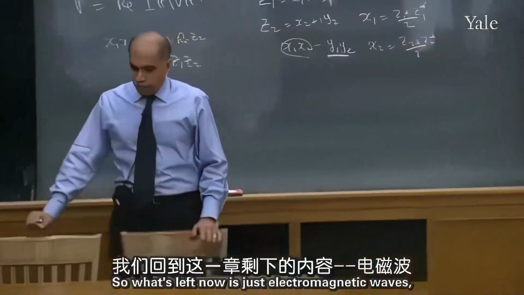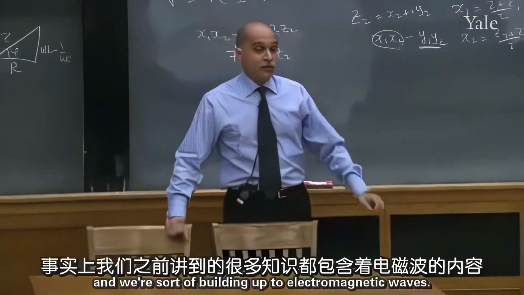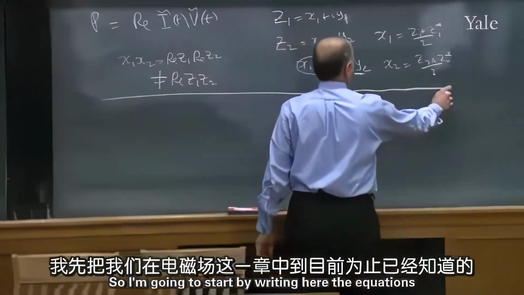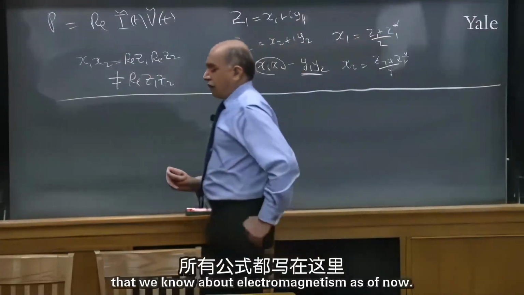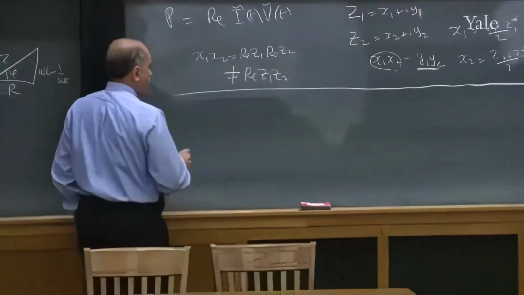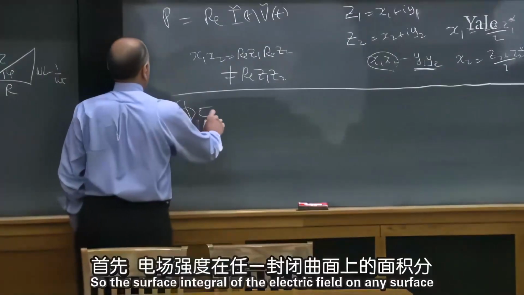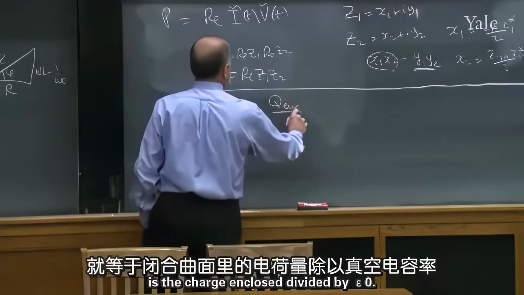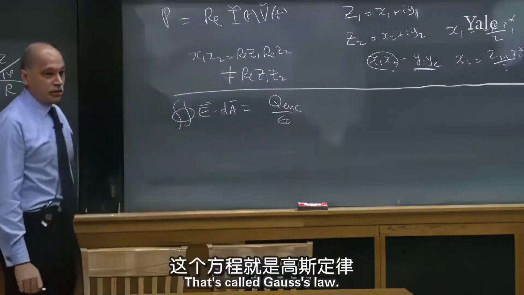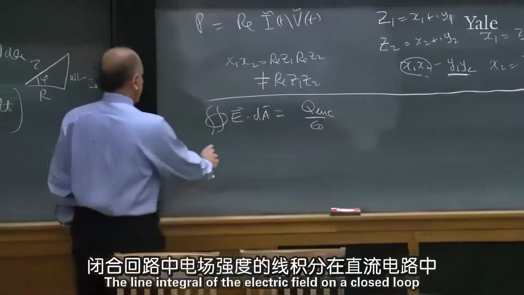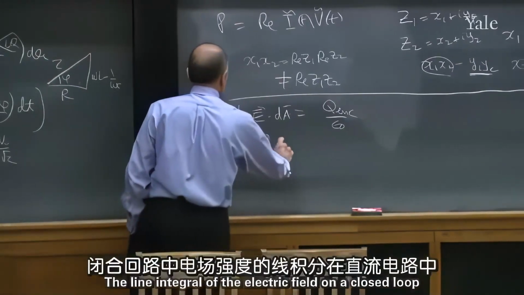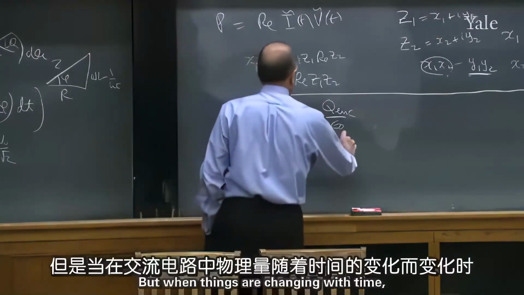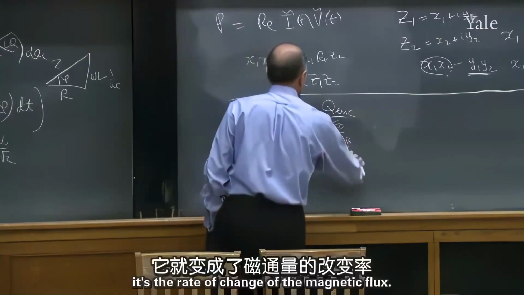So what's left now is just electromagnetic waves, and we're sort of building up to electromagnetic waves. So I'm going to start by writing here the equations that we know about electromagnetism as of now. The surface integral of the electric field on any surface is the charge enclosed divided by epsilon 0. That's called Gauss's law. The line integral of the electric field on a closed loop used to be 0 when things are static, but when things are changing with time, it is the rate of change of the magnetic flux.